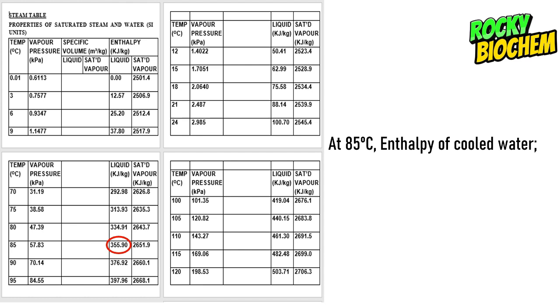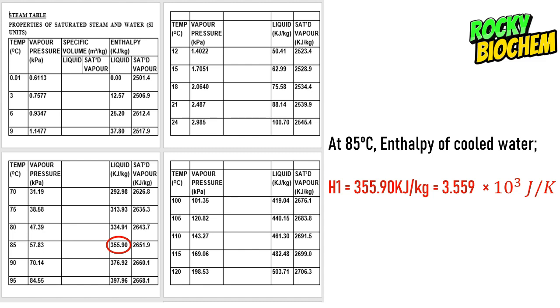I said from the question that we are working with cooled water. This is why I keep on saying that anytime you are given a question, read it well to find out whether you are working with steam or with liquid water. Since we are working with cooled water, the water is in a liquid state, and hence we will pick the 355.90, which is in the liquid water column. So our enthalpy will be equal to 355.90 kilojoule per kilogram. This is the same as 355.9 times 10 to the power 3 joule per kilogram.